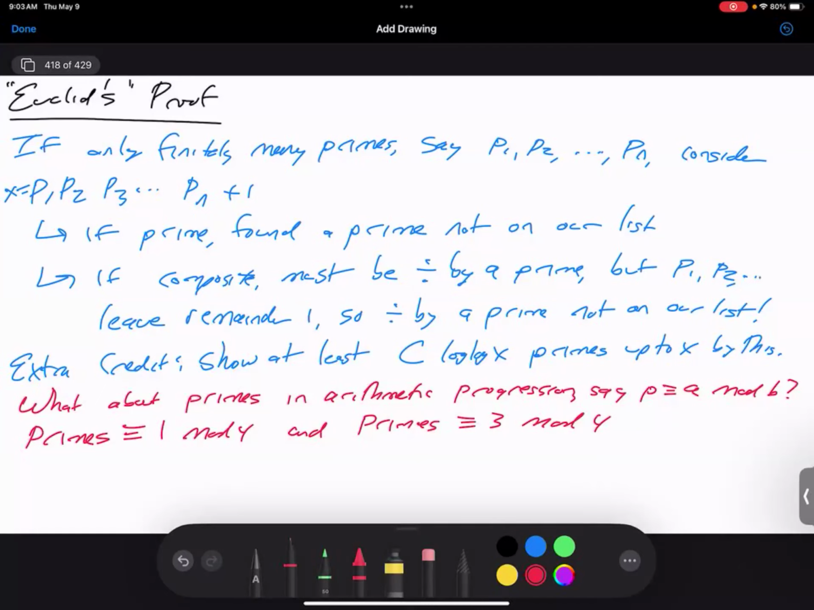And I could ask, are there infinitely many primes that are 1 mod 4? Are there infinitely many primes that are 3 mod 4? And we could try to look at Euclid's proof. Let's multiply all the primes on our list and add 1 and see, would that work?